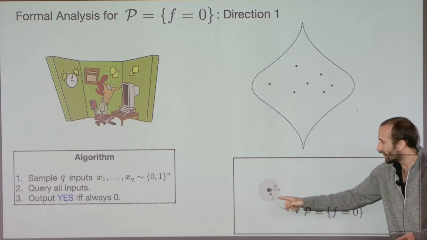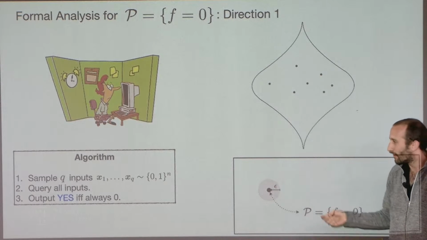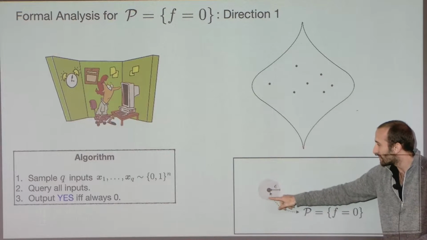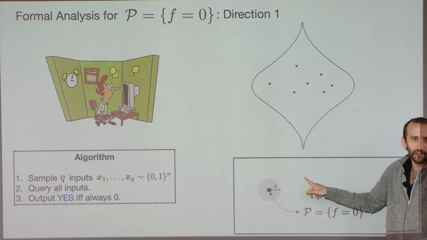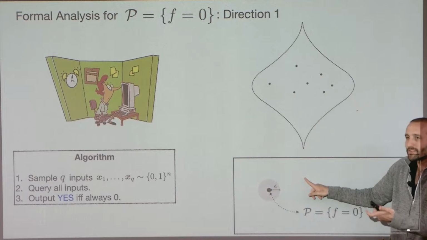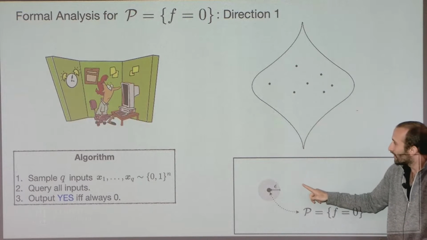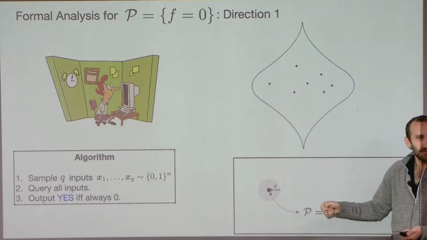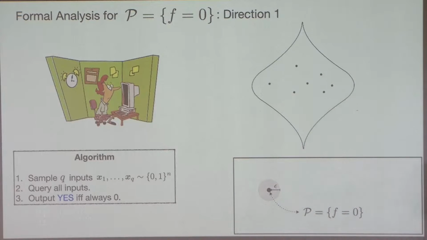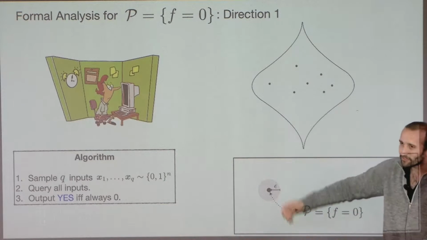And this gives me an epsilon ball, or all the functions outside of the circle correspond to all functions for which there's at least an epsilon fraction of the domain whose value is 1. So this is epsilon far from having the property. So in the first direction, if the function actually belongs to the property, then it's always 0. So the algorithm definitely outputs accept.